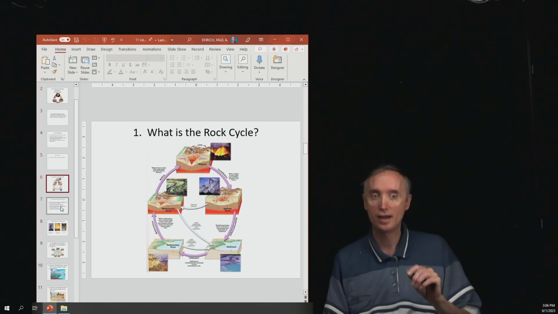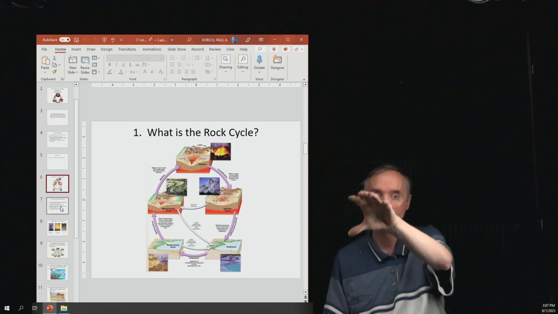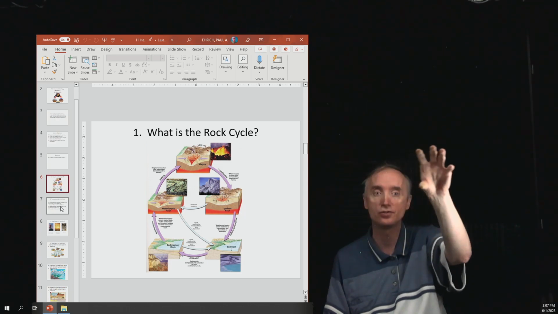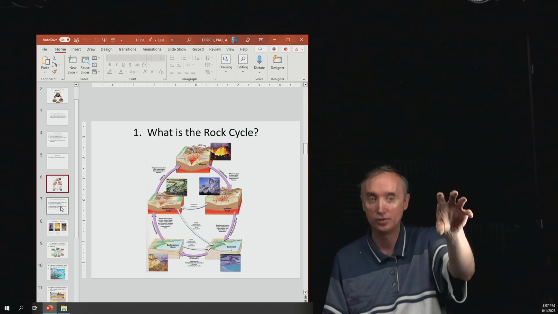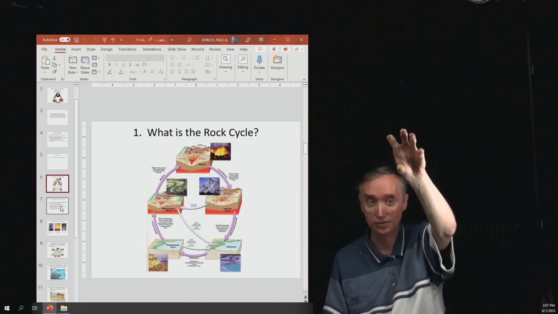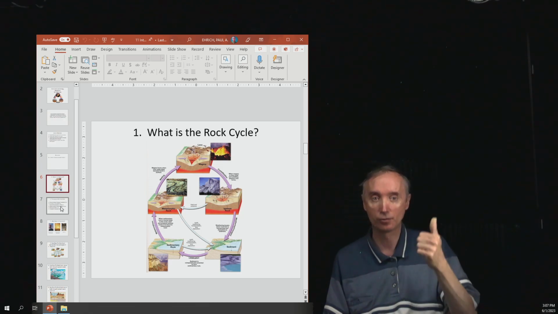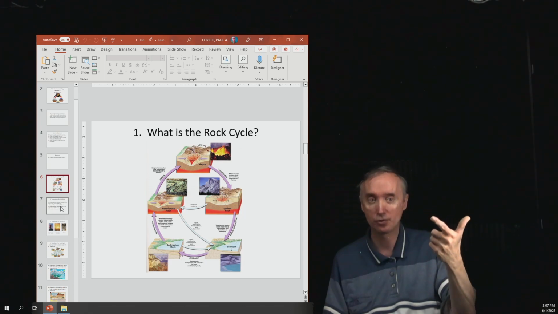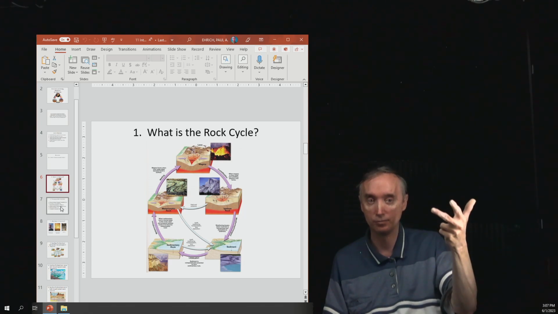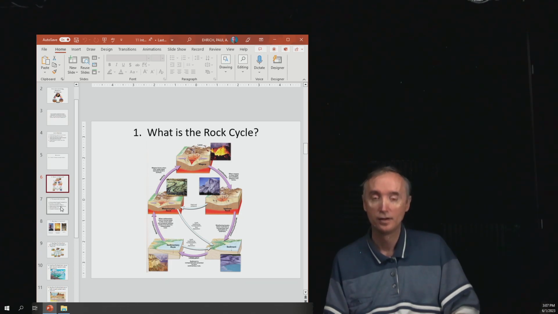But it doesn't have to go in that order. It doesn't have to go from igneous to sedimentary to metamorphic. You could take a metamorphic and change it to a sedimentary. You could take a sedimentary and turn it back into an igneous. So you can go anywhere that you want in the cycle given the right temperature, the right pressure, and the right minerals to work with, the right composition. So this is the rock cycle.